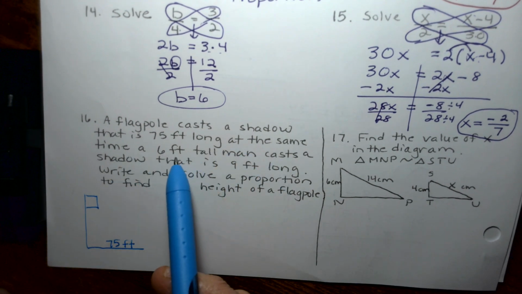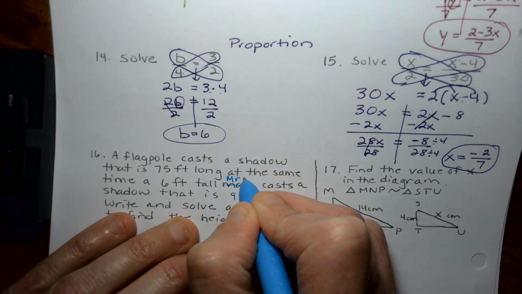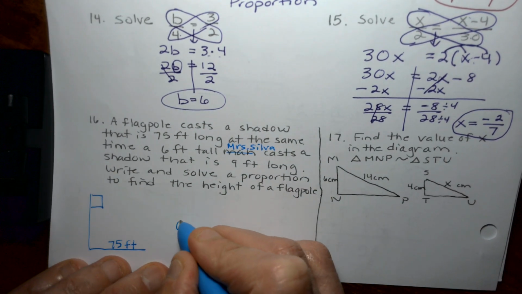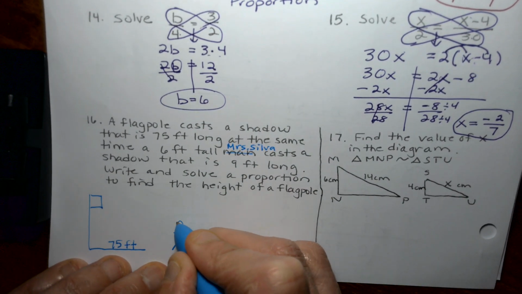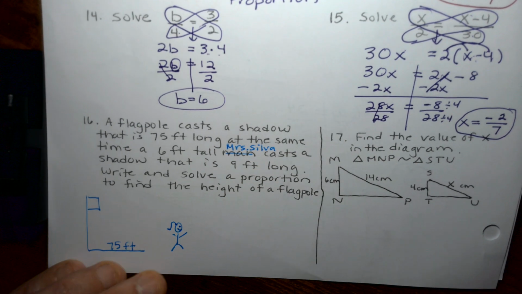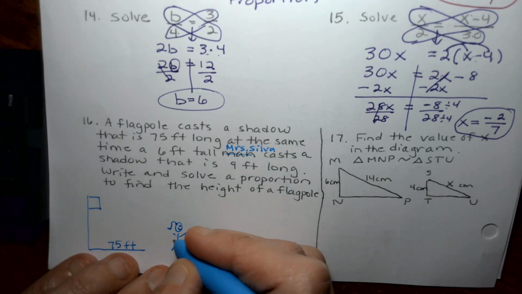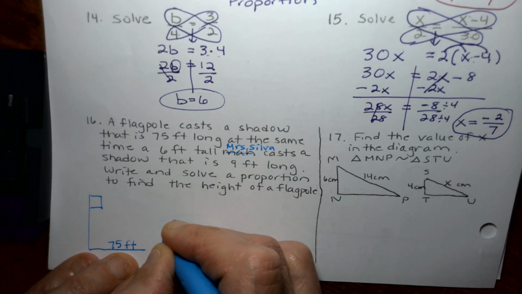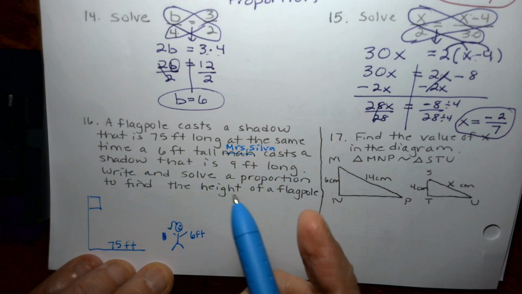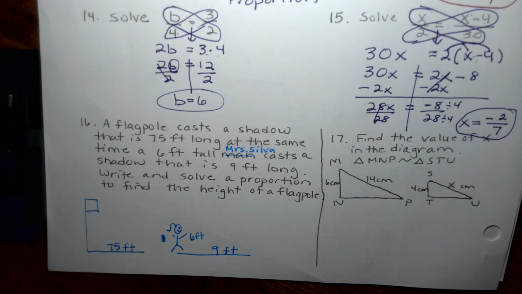At the same time, a 6 foot tall, I should put 6 foot tall Mrs. Silva, my little ponytail, my eyes, my smile. There. 6 foot tall Mrs. Silva. Actually, I want to put it on this side. She casts a shadow that is 9 feet long. So again, the shadow's on the ground and it's 9 feet.